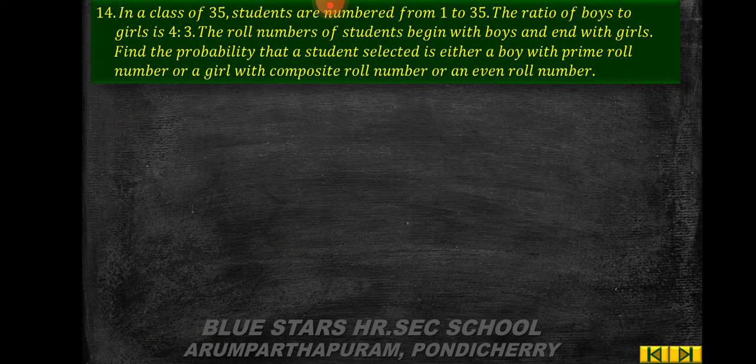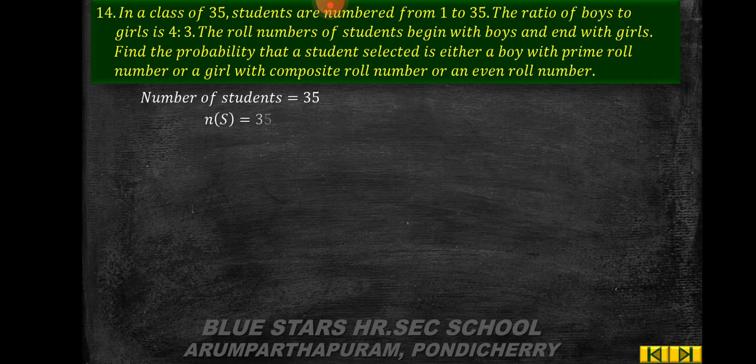Then problem number 14. In a class of 35, students are numbered from 1 to 35. The ratio of boys to girls is 4:3. The roll numbers of students begin with boys and end with girls. Find the probability that a student selected is either a boy with a prime roll number or a girl with a composite roll number or an even roll number.